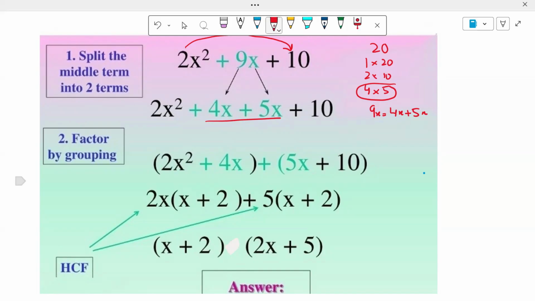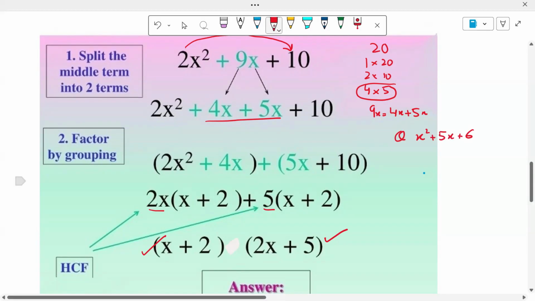Now the grouping. With the grouping, in the first two terms x was common. In the second two terms, 5 is common. That is how we have got 2x(x plus 2) plus 5(x plus 2). So x plus 2 is common in both of the terms. So it comes as a bracket (x plus 2) and (2x plus 5). That is how we get our factorization done.